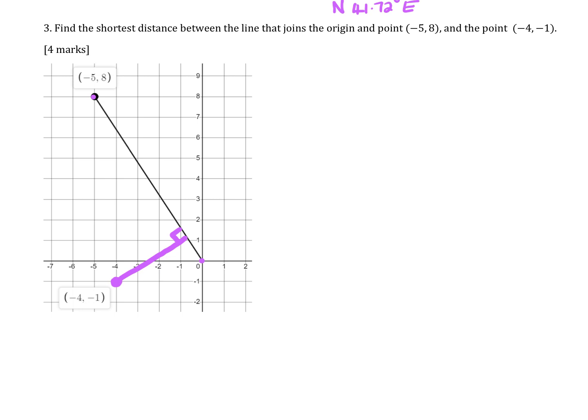Now, how are we going to find that distance there? Well, the first thing we're going to do is try and work out what that vector is. I'm going to use vector projections. Firstly, I'm going to create myself this little vector here that goes from 0 to negative 4, negative 1. I'm going to call that vector there that I just drew vector A. And this one here is vector B.